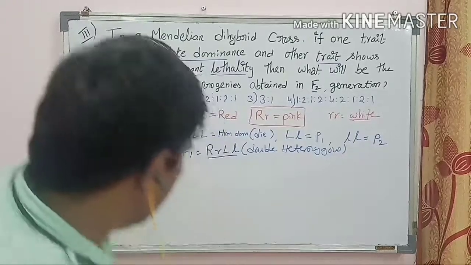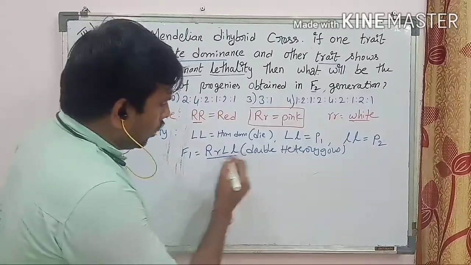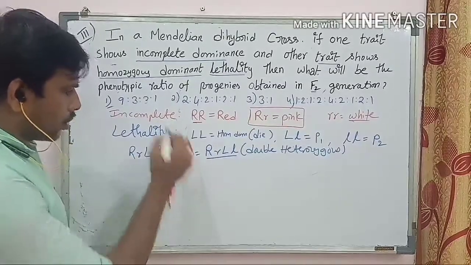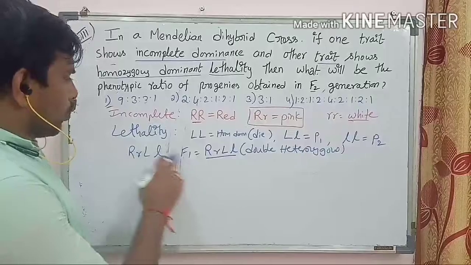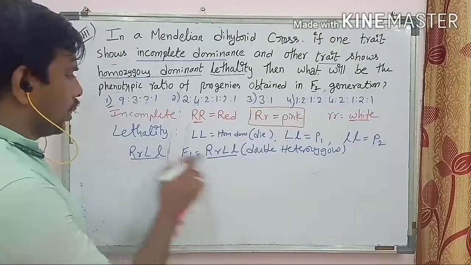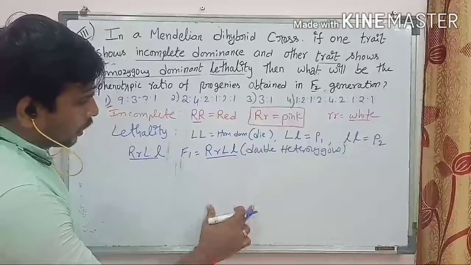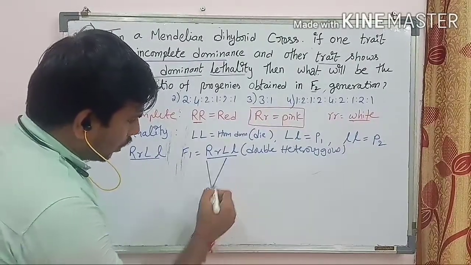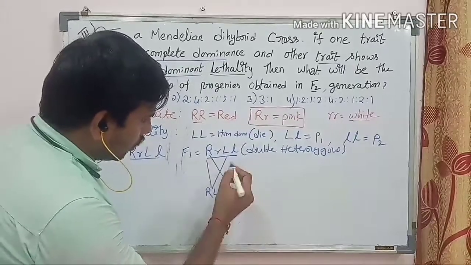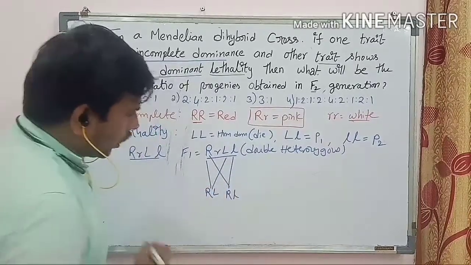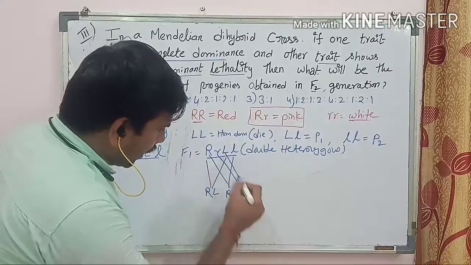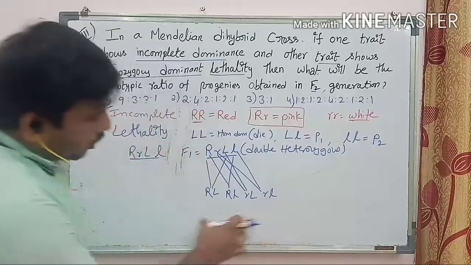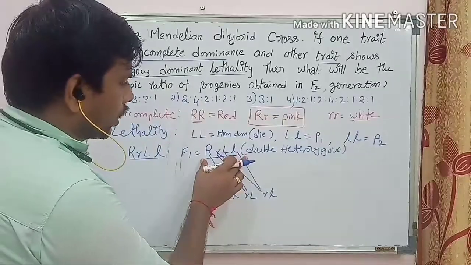Now we will see the gametes. Take two F1 progenies, each with genotype capital R, small r, capital L, small l. What different types of gametes will they produce? Capital R, capital L; capital R, small l; small r, capital L; and small r, small l. These are the four different gametes from this particular organism.